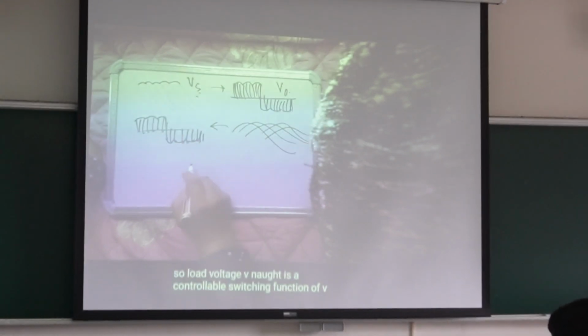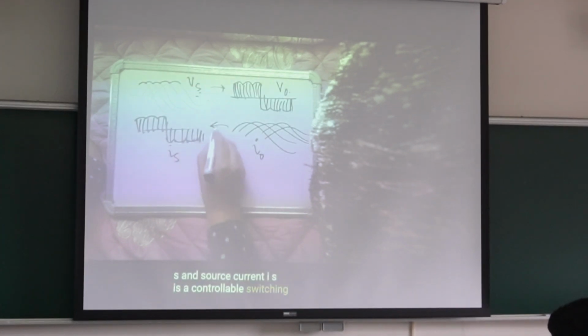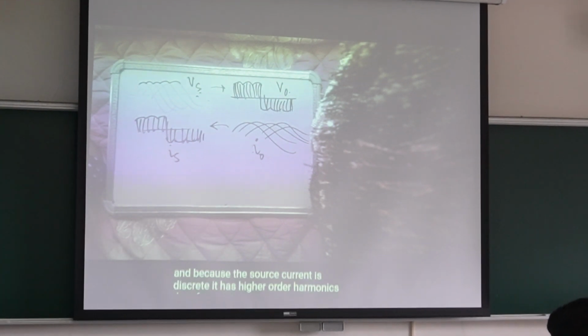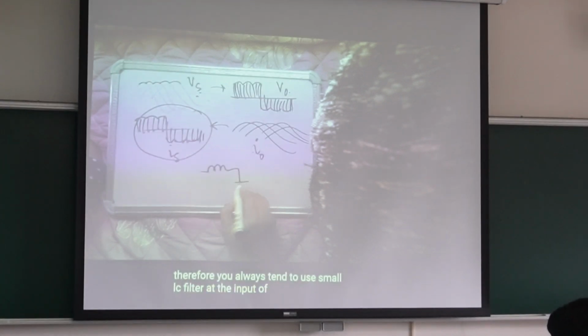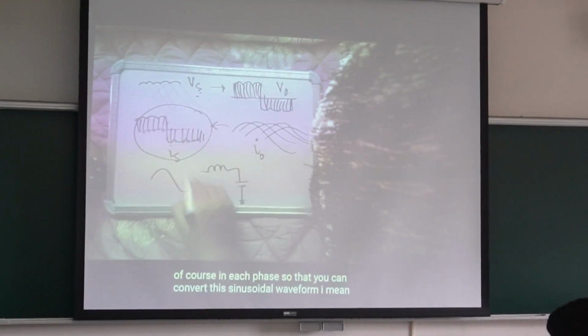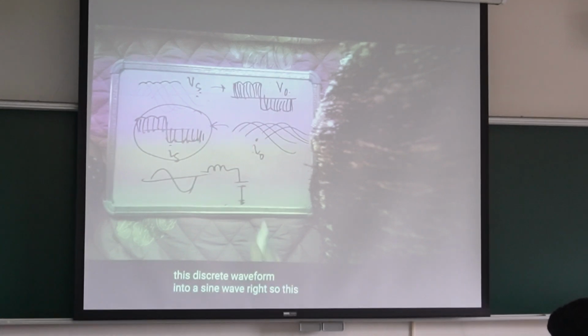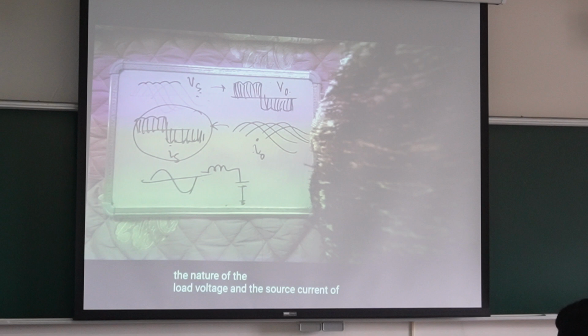And the input source current Is is a controllable switching function of I0. Because the source current is discrete, it has higher order harmonics, so we always get higher order harmonics at the input of the converter. We therefore have to design a small LC filter at the input of each phase, which can convert this discrete waveform into a sine wave and remove its harmonics. This is about the nature of the load voltage and source current of the matrix converter.